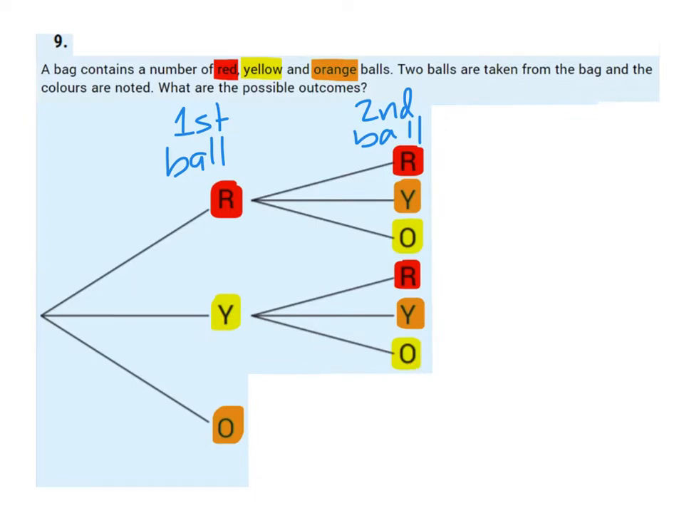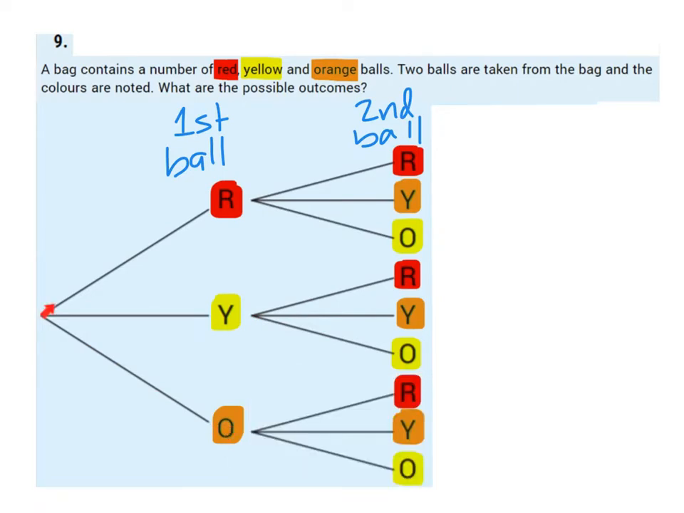But what if the first ball was actually orange? Then the second ball again could have been red, yellow or orange. So we're going to draw 3 more branches out of the orange branch. So the first ball could have been orange, second ball red. First ball could have been orange, second ball yellow. First ball could have been orange, second ball orange. So remember, these represent the first ball and these represent the second ball. So now we're going to follow our branches and list our outcomes.